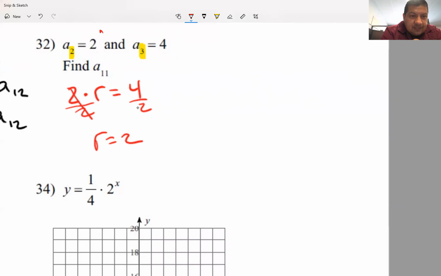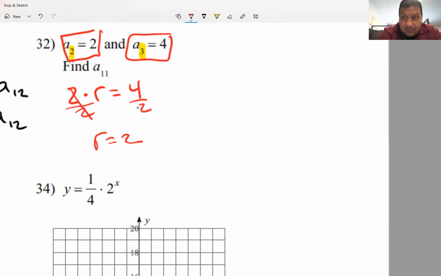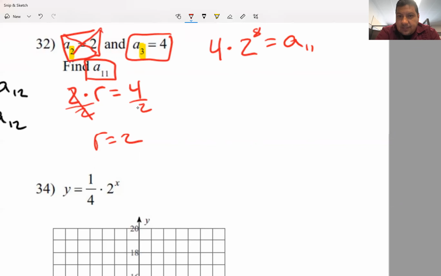Now I have the second number on the list. I have the third number on the list, and I'm supposed to find the 11th number on the list. All right, from the two numbers given, the second number or the third number, use either one. Again, to emphasize that it doesn't have to be the small number, I'm going to choose the bigger number. So 4 times 2 to the 8th is equal to the 11th number on the list. The way I came out with the 8, because I subtracted my subscript, right? 11 minus 3.